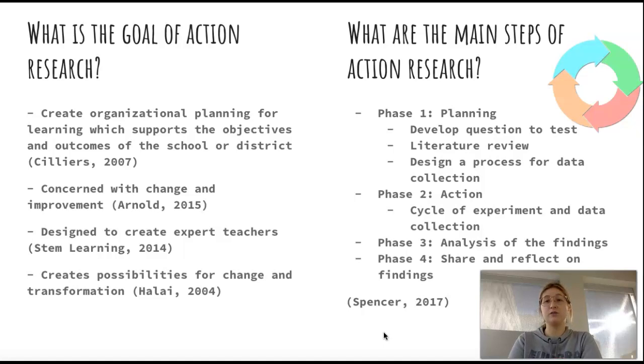The main steps of action research include phase 1, which is planning. You're developing a question to test, analyzing literature from past studies, and designing a process for data collection. And then phase 2, which is action focused. So it's a cycle of experiment and data collection. This can happen over and over again. And phase 3 is the analysis of the findings, and phase 4 is sharing and reflecting on the findings.